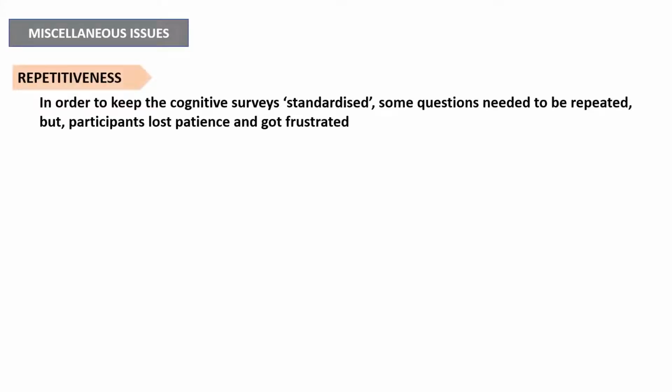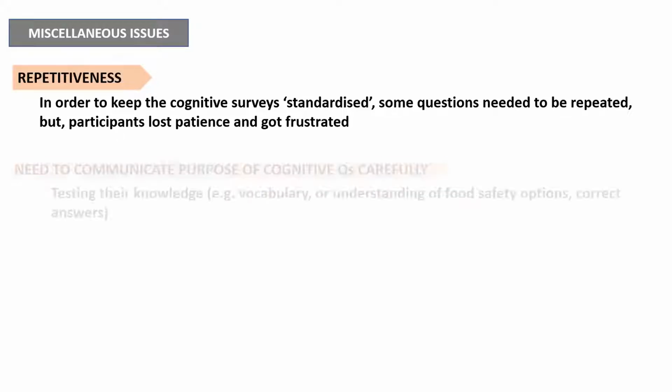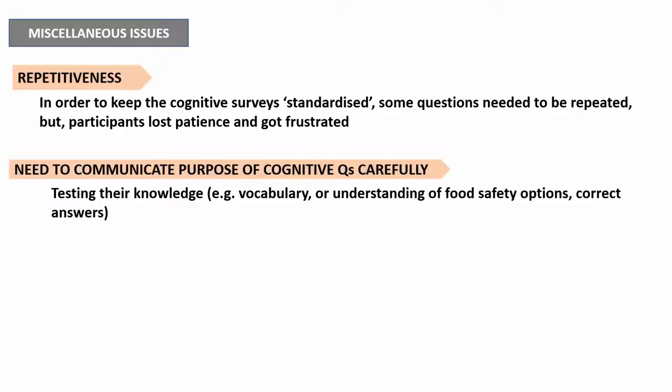Apart from these 2 major issues, there were also some miscellaneous issues. One was the repetitiveness. This was not controlled by us because this was compulsory to have a standardized survey. So we kept asking the mother a few things again and again, and this led to the mothers being frustrated, and they lost patience. And the other thing is to communicate the purpose of cognitive questions. Compared to a regular survey where we just ask for responses, this was to understand their knowledge and the way they understand a few things.